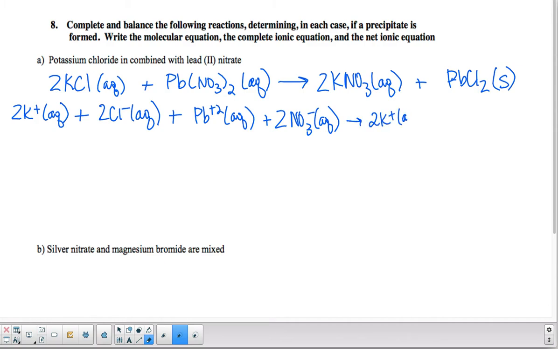2 K+ aqueous plus 2 NO3- aqueous. What do I do with this PbCl2? Leave it alone because it is solid. It's going to form, what's that thing we call? Yep, it's going to form a precipitate. So this is the total ionic equation. What do I do to write the net ionic equation?